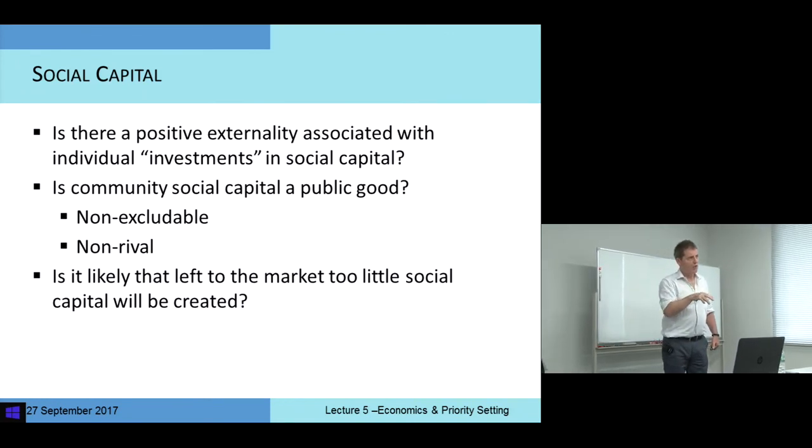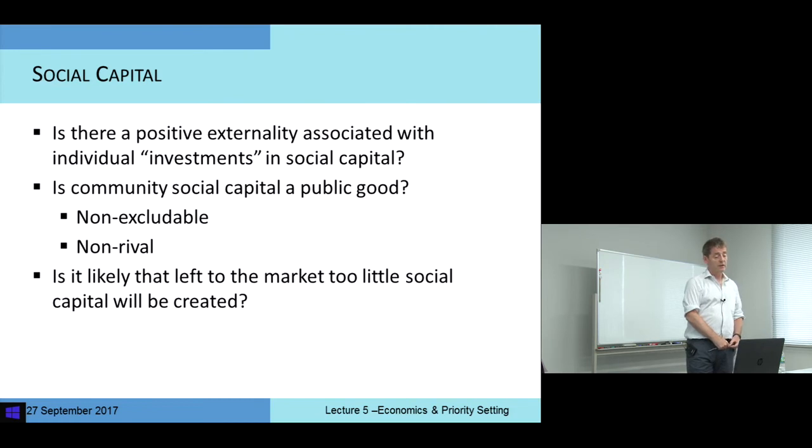The question here is, were the impacts just on the person who was investing, or is the health gain more general? One way of phrasing it might be, is community social capital a public good? Is it non-excludable? Is it non-rival? As social capital builds up in a community, it does seem that my or your consumption of that social capital could well be non-rival, and non-excludable.